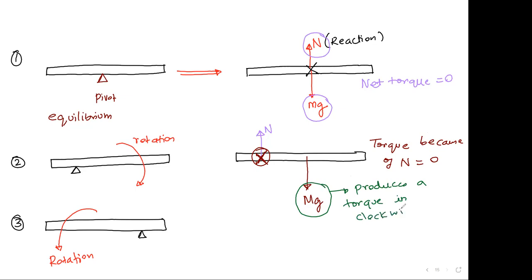So don't you think there is a net torque in the clockwise direction now? There is a net torque. And if there is a net torque in the clockwise direction, my system will rotate in the clockwise direction. I hope this clearly makes sense. Try to do the third one now, quickly, on your own. Exactly similar.